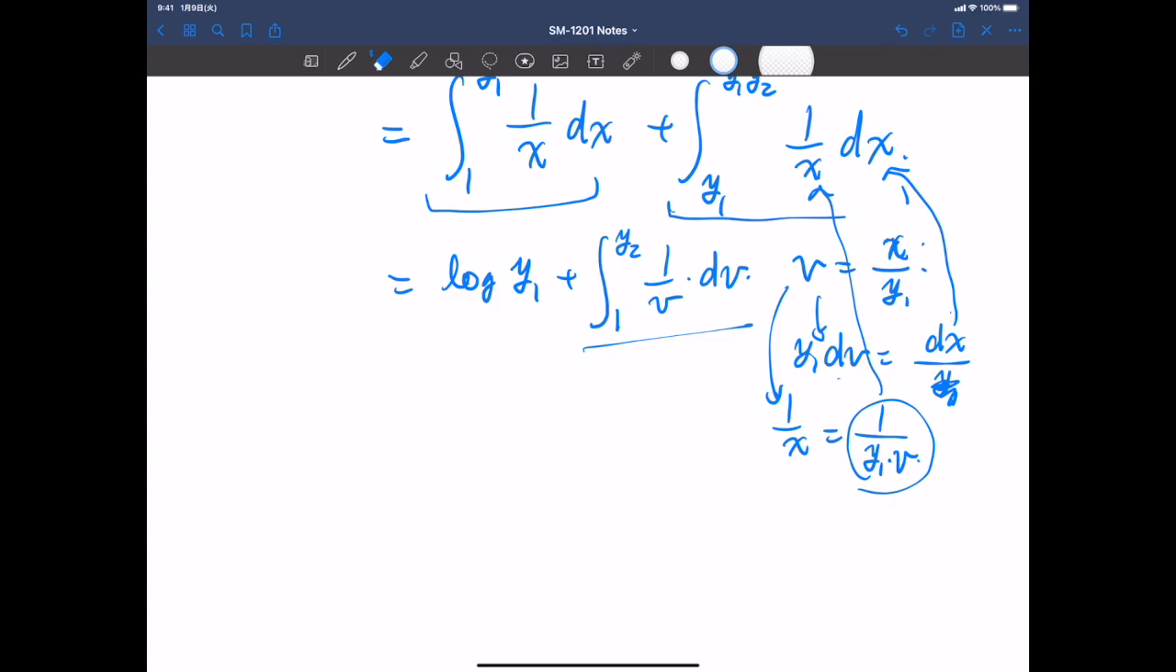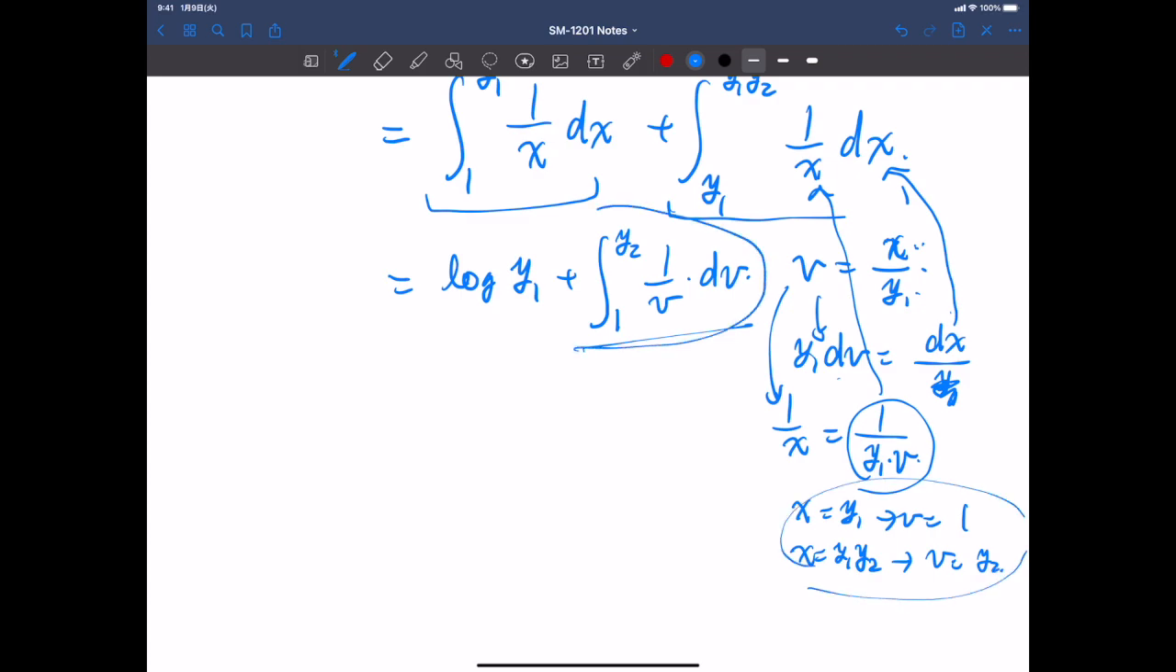Okay, so when x is y1, then v is 1. So x is y1, then y1 over y1 is 1. And when x is y1 times y2, then v is y2. Right? So therefore we get this integral. But this is just log y2. So we have proved this lemma.